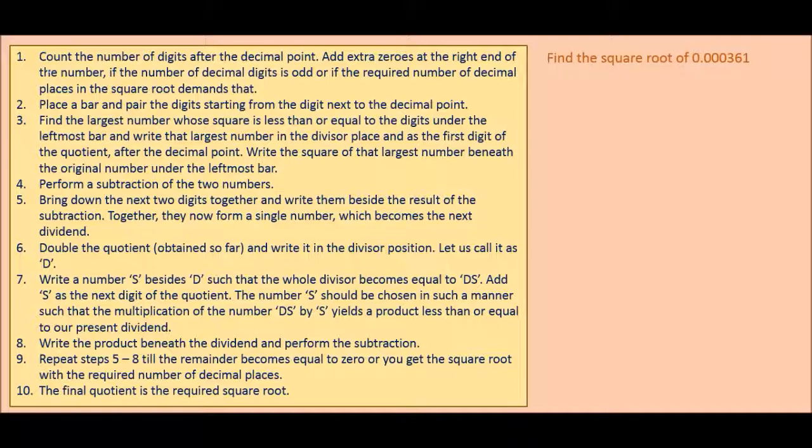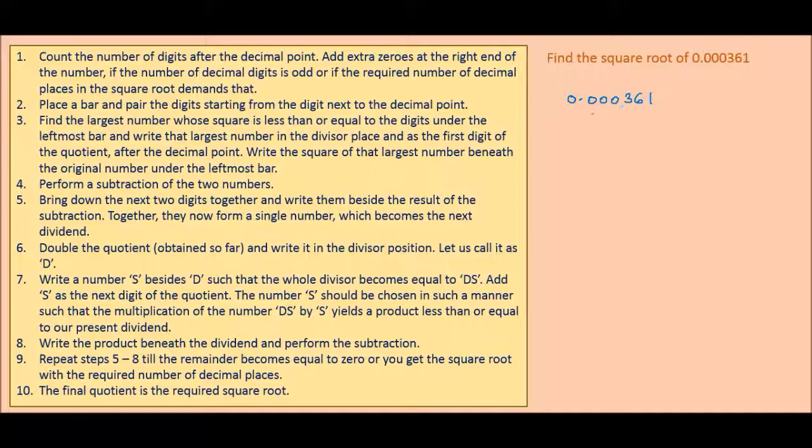So first rule says that count the number of digits. First of all, let me write the number. It is 0.000361. Count the number of digits after the decimal point. 1, 2, 3, 4, 5, 6. This is the decimal point. So after the decimal point, we are starting our counting. 1, 2, 3, 4, 5, 6.